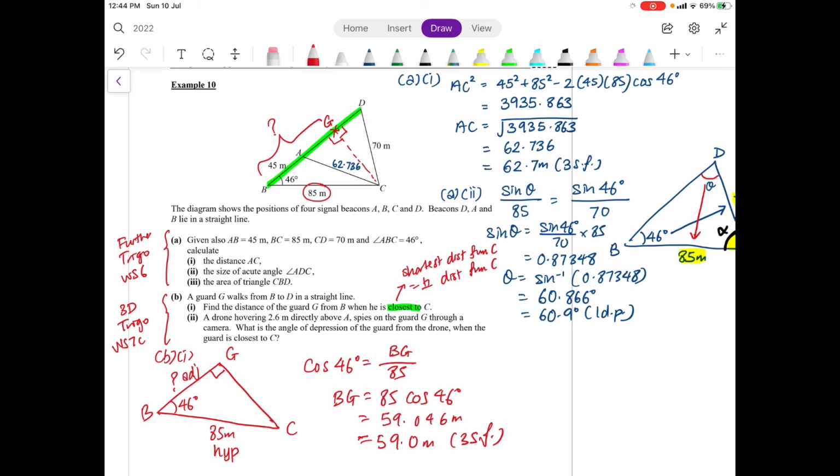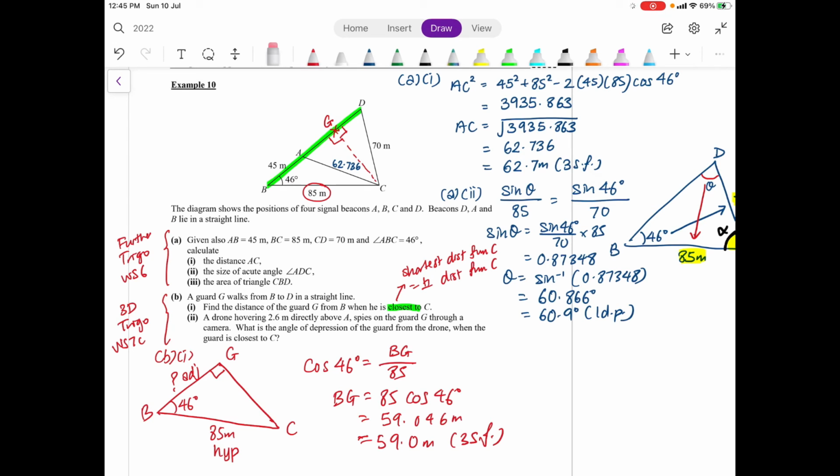Okay, part 2. A drone hovering 2.6 meters directly above A spies on the guard through a camera. What is the angle of depression of the guard from the drone when the guard is closest to C? So the guard stays put here because this part is when it is closest to C.